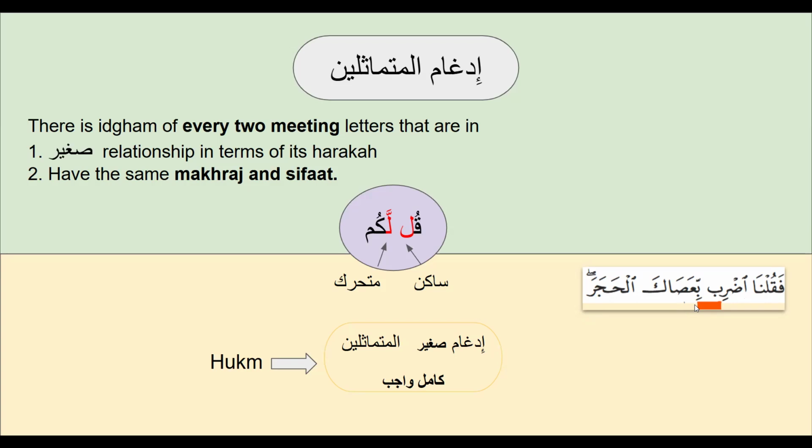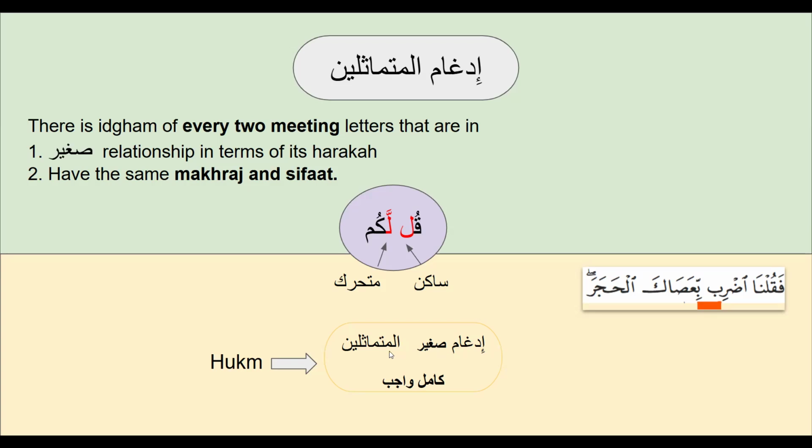How would you answer? How would you give a complete answer? You will say the hukum here is idgham saghir. First you say saghir, meaning you are explaining the first letter is sakin and the second is mutaharrik. The moment you say idgham saghir, it means the first is sakin, the second mutaharrik.